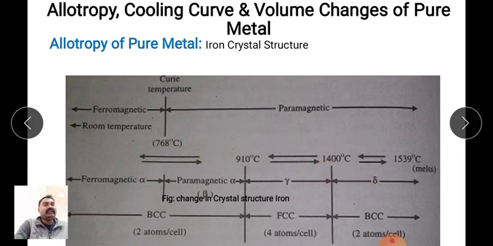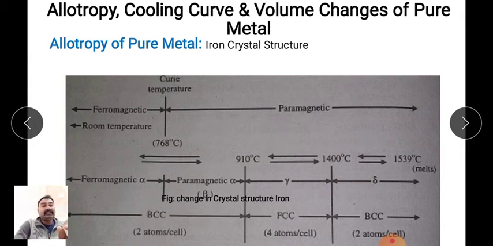And the other arrow shows what happens when we cool that steel from higher temperature, that is 1539 degrees Celsius, to room temperature. From 1539 to 1400 degrees Celsius, liquid converts to delta ferrite. From 1400 to 910 degrees Celsius, it shows austenite. From 910 to 768, paramagnetic alpha ferrite. From 768 to room temperature, it shows the ferromagnetic alpha ferrite.